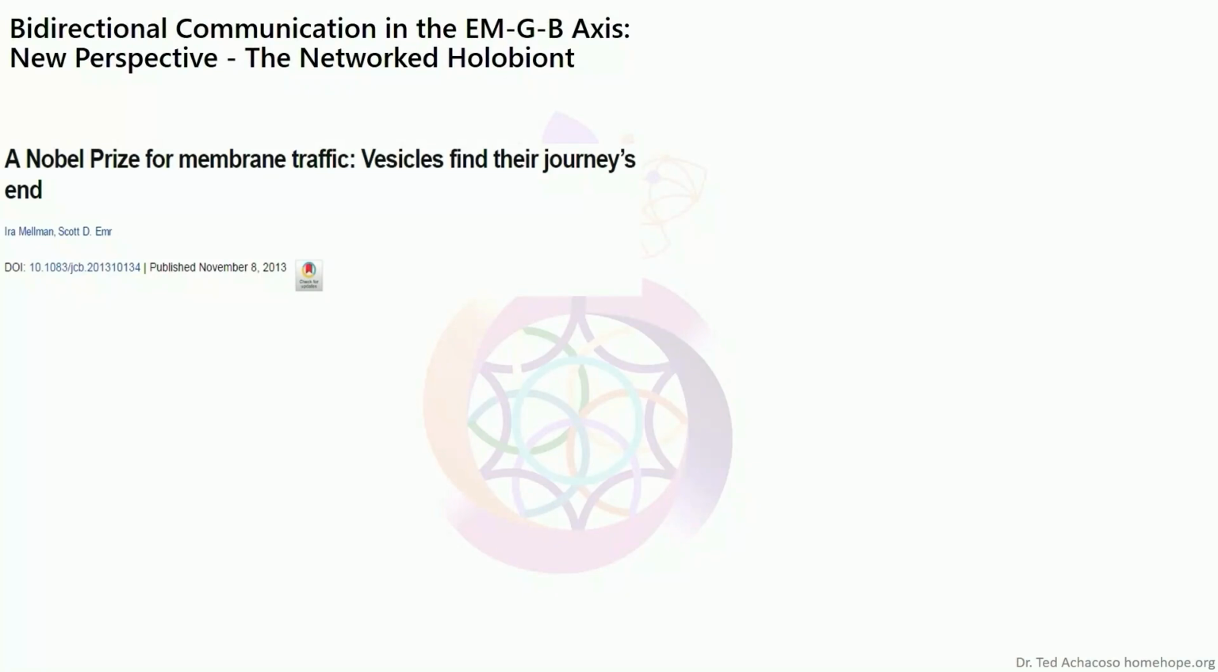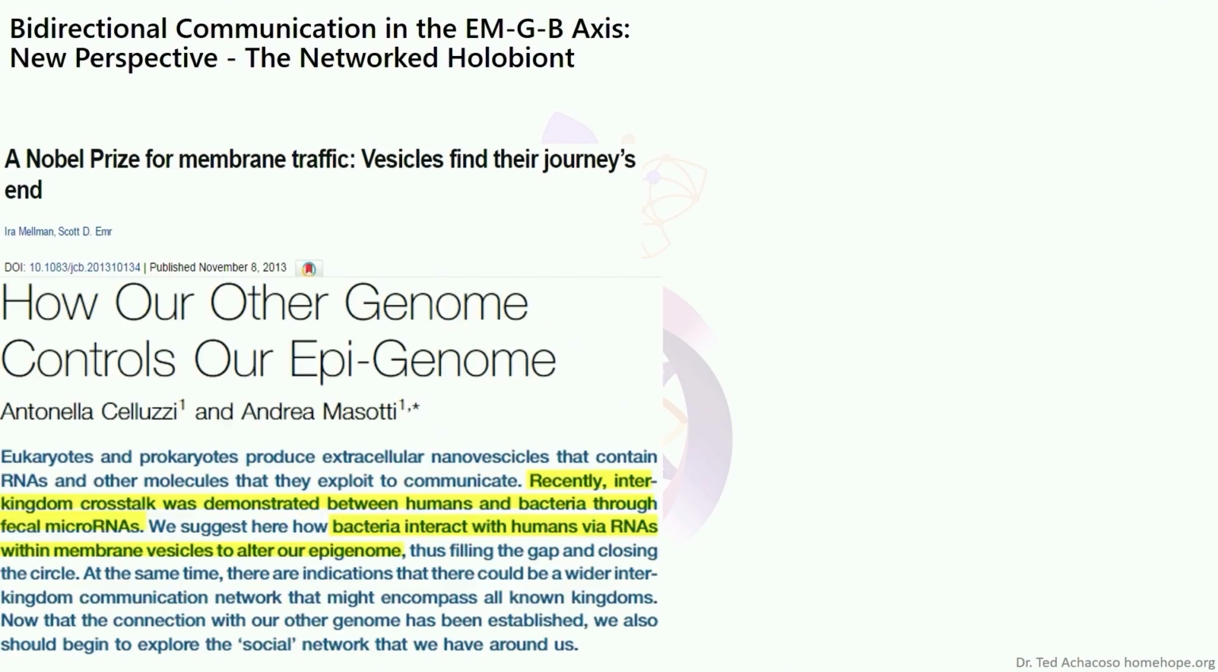Now, here's what I was telling you about the bidirectional communication in the EMGB axis, right? This was in 2013. And he says, recently inter-kingdom crosstalk was demonstrated between humans and bacteria through fecal microRNAs. Why is that significant? Because interspecies talk is not allowed, right? It's just like reproducing between a hippopotamus and a swallow, for example. But now we find that they actually communicate, right? And we talk back and forth with them through RNA. They alter our epigenome, and guess what? And therefore, they will alter our behavior as well.